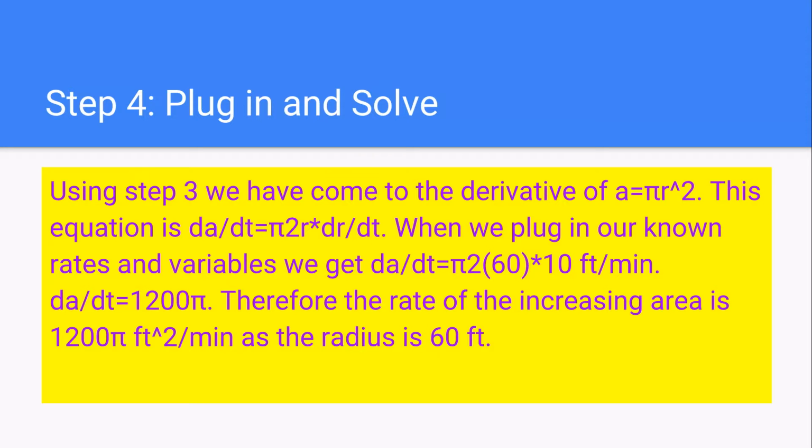Step 4. Plug in and solve. Using step 3, we have the derivative of area equals pi times r squared. This equation is dA over dt equals pi times 2r times dr over dt. When we plug in our known rates and variables, we get dA over dt equals pi times 2 times 60 times 10 feet per minute, which is our dr over dt. When we simplify it all, dA over dt equals 1200 pi. Therefore, the rate of the increasing area is 1200 pi feet squared per minute when the radius is 60.